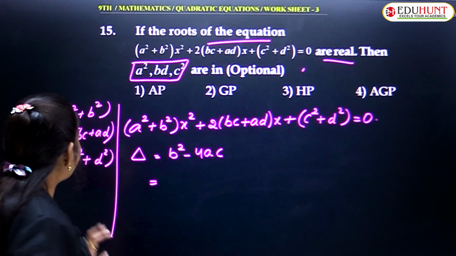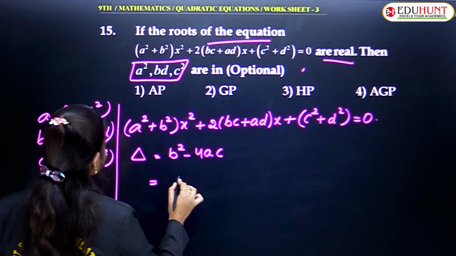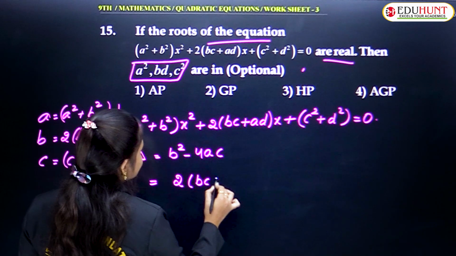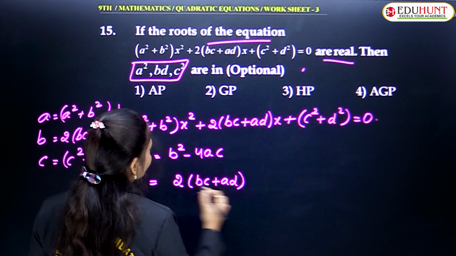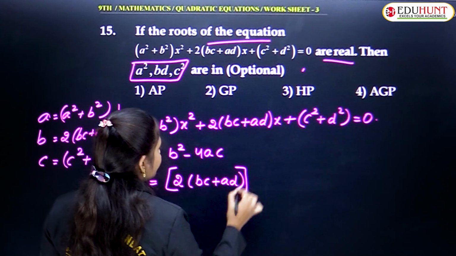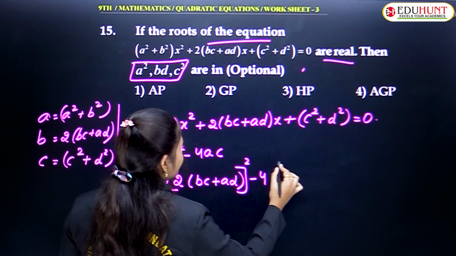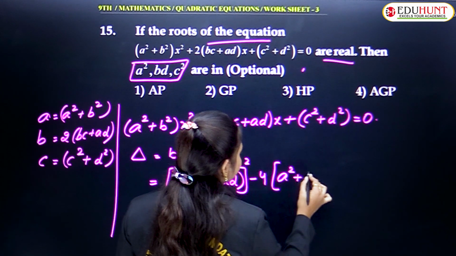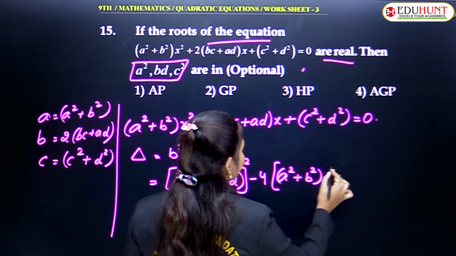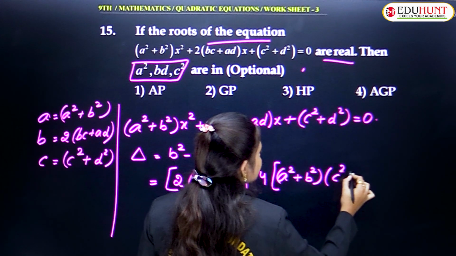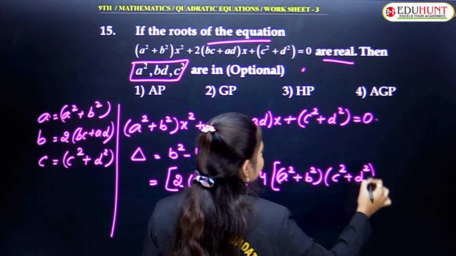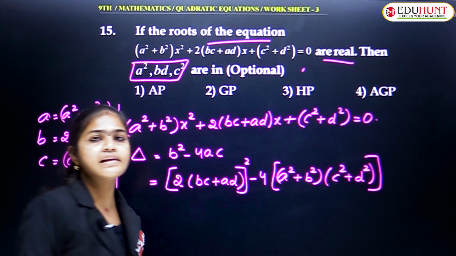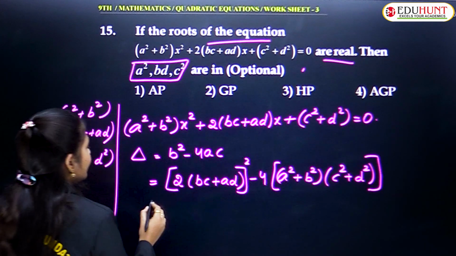Now substitute those values here. So b square is 2 into (bc plus ad) whole square, minus 4 into a, which is a square plus b square, into c, which is c square plus d square. Okay, this is the discriminant. So the discriminant value we need to find out.